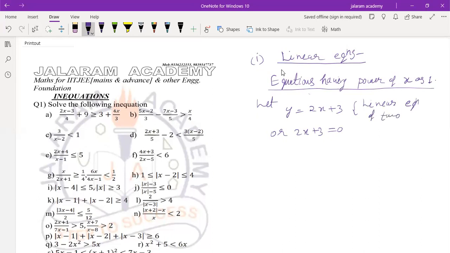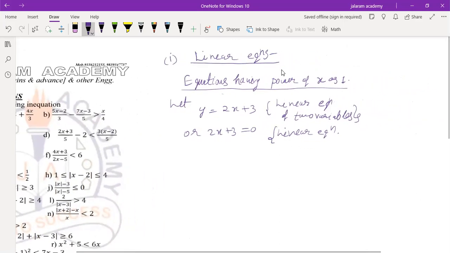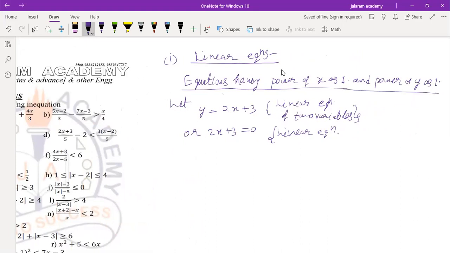Is that clear to you? And this is a linear equation of one variable only. It has power of x as 1. Equation having power of x as 1. And we can write power of y also as 1. So if it has power of x and y both as 1, it is a simultaneous linear equation. But if it has only one variable x, it is a linear equation in x. Linear equation in x means it has power of x as 1. Is that clear to you, everyone?